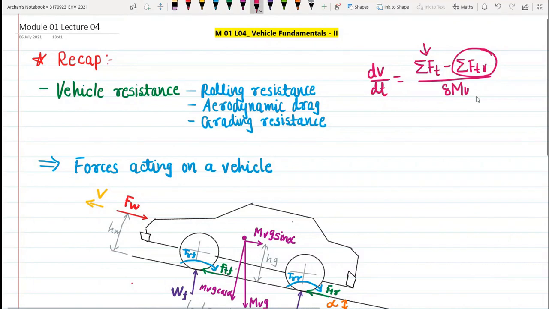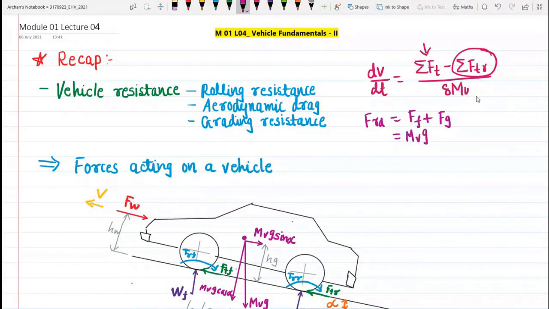Okay, so when we talk about the total road resistance, it is given by this equation: FRD = Ff + Fg, which was equal to mv g (fr cos α + sin α), right?